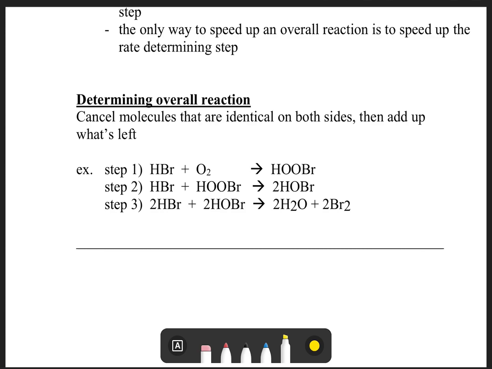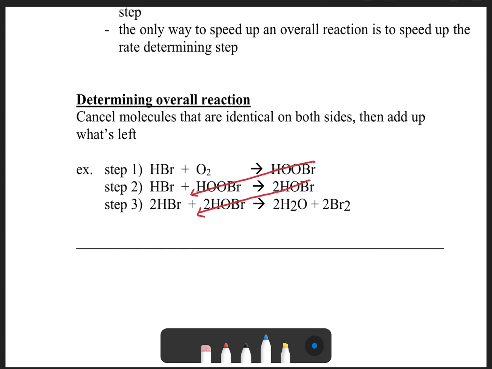Here's the same mechanism. What we are going to do is cancel molecules that are identical on both sides, and then we'll add up what's left. I'm going to cancel this in a very specific way with some arrows. I can see that HOOBr is produced in one step, and then it's used up in step 2. So I'm going to cross it off with an arrow going from right to left. And 2HOBr is also produced in step 2 and consumed in step 3. So I'm going to cross those off.